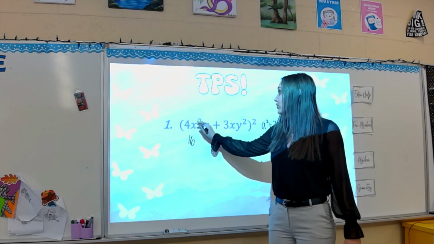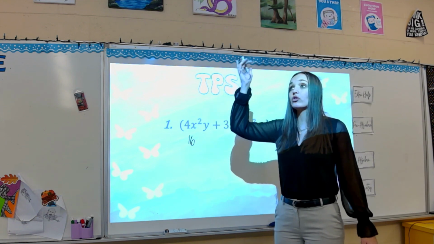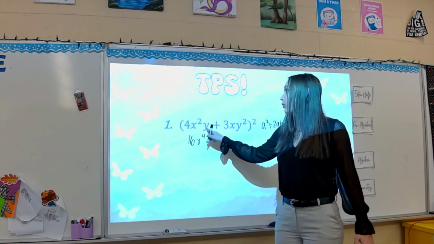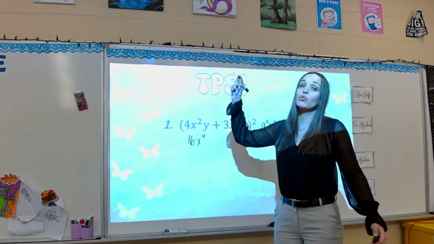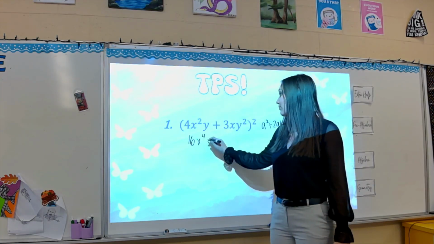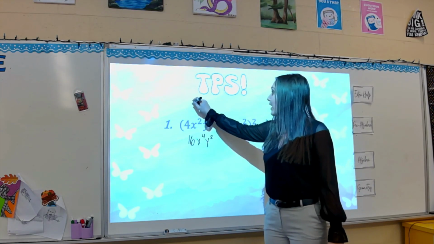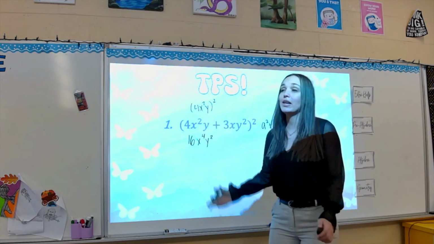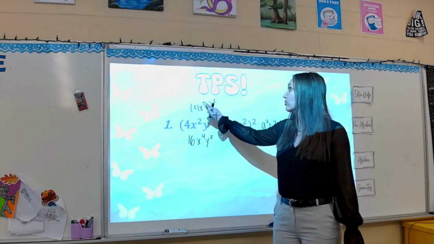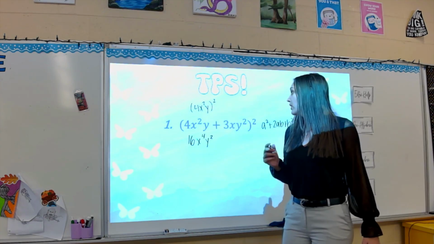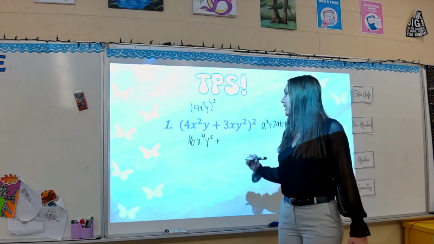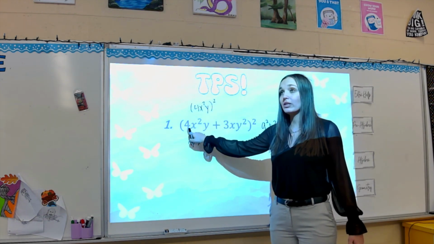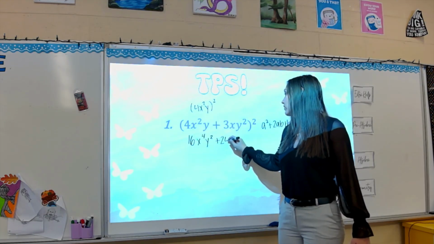I have x to the second. I'm raising it, so I multiply 2 times 2, which is 4. I have y, which is to the first power. I do 1 times 2 because I'm raising it to the second power, which is 2. So what I did was 4x squared y to the second power. I raised the 4, then I multiplied 2 times 2, 2 times 1. Now I have the plus. I'm doing 2 times 4 times 3. Well, 2 times 4 is 8, times 3 is 24.